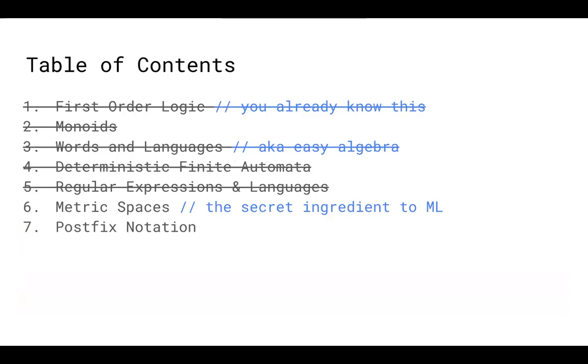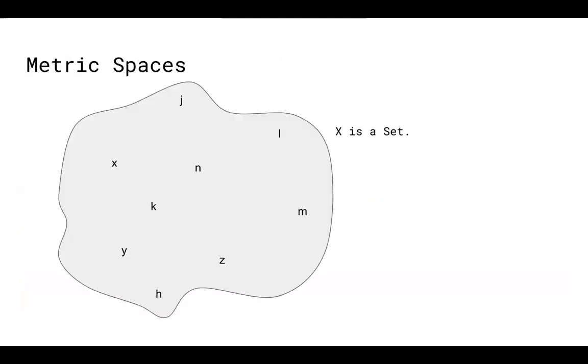Now we're going to do metric spaces. This is completely unrelated to everything else we discussed today, but I was asked to cover it, so we're covering it. So let's imagine that X is a set containing some items. It might have infinitely many, it could have uncountably infinitely many. It might have nothing, but whatever, it's a set.